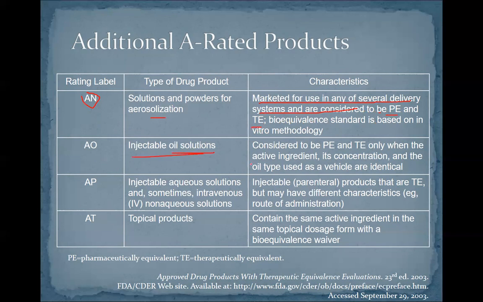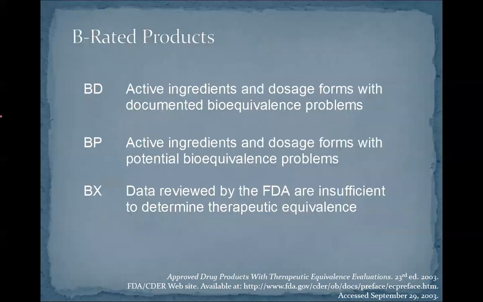AO is an injectable oil solution which is both pharmaceutically equivalent and therapeutically equivalent to the active ingredient. AP is an injectable aqueous solution, and it might sometimes be an intravenous non-aqueous solution also, and this is therapeutically equivalent to the product. And AT is a topical product. So N stands for aerosolization, O for oil solution, P for injectable aqueous or non-aqueous solution, and T is the topical product. Then we talk about the B-rated products, which are not substitutable.